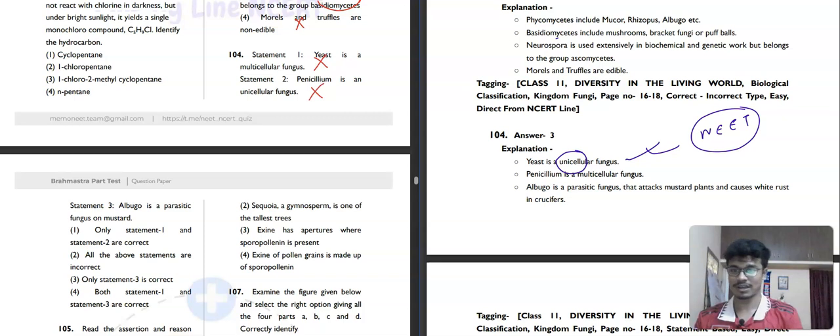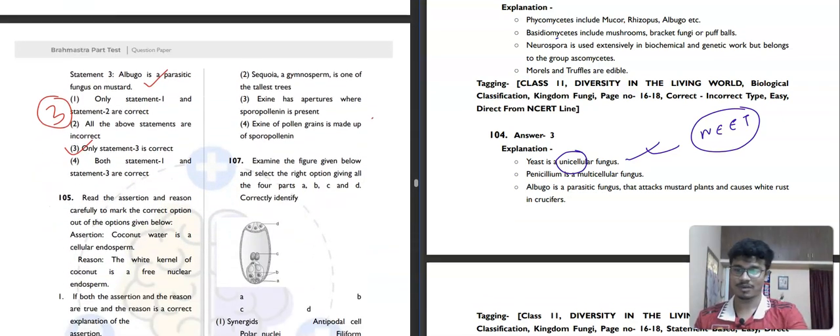So this is also not correct. Albugo is a parasitic fungus on mustard. This one is basically the correct one: Albugo is a parasitic fungus on mustard and causes white rust in crucifers. So only the third statement is correct. That's why this is the answer. Then moving to question number 105.